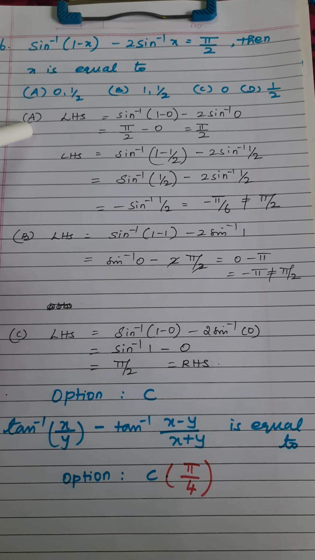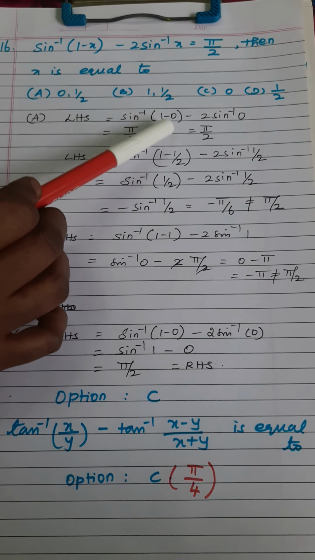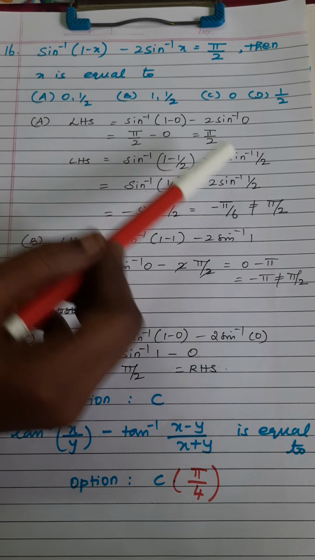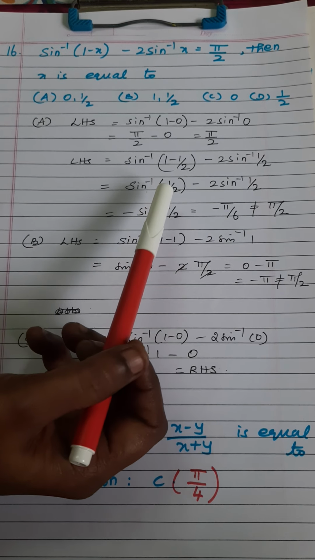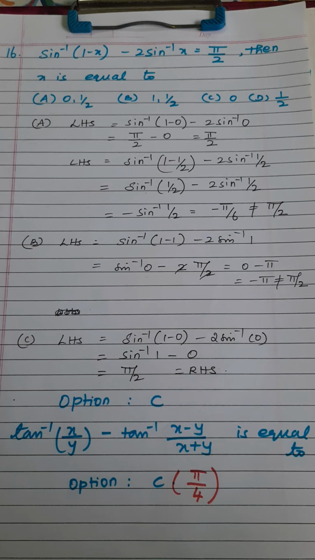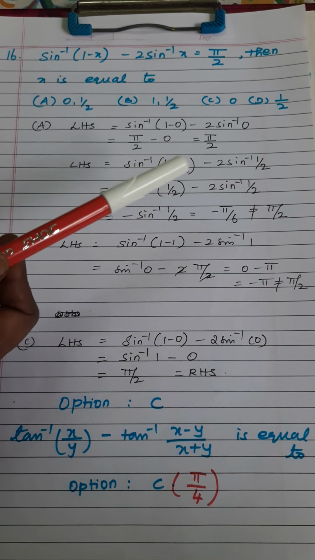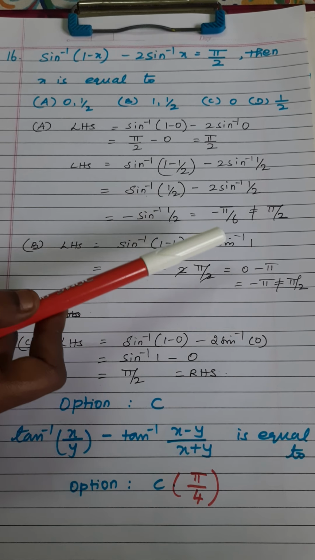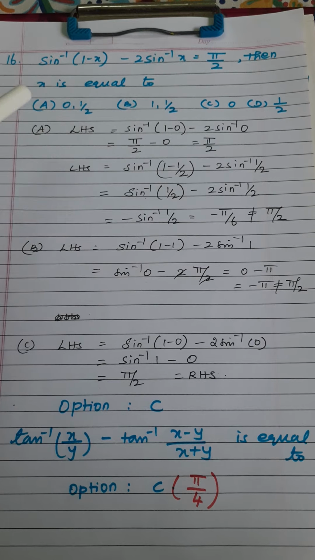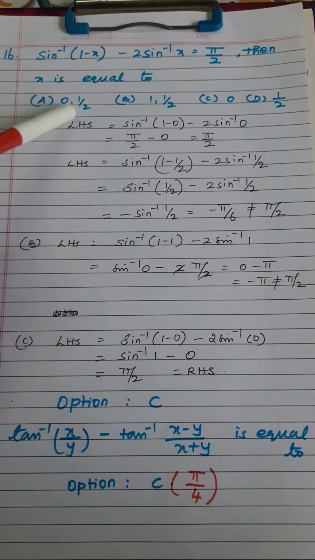Now take option A, substitute x value as 0: sine inverse of 1 minus 0, minus 2 sine inverse 0. Take LHS. Now we are going to check whether we are getting RHS as the answer or not. Sine inverse of 1 minus 0 is sine inverse 1, and the answer is pi by 2. Sine inverse 0 is 0. The respective angle is 0. So 2 into 0 is 0. So the answer is pi by 2, equal to RHS. But in option A, one more value is given, that is 1 by 2. We need to check that also.